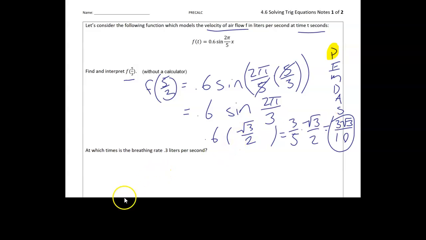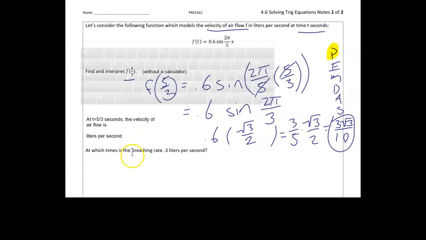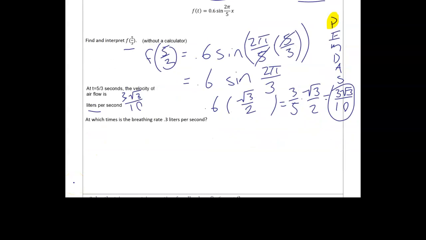And then, of course, I'm trying to interpret this. So I'm going to write a little sentence here. At t equals 5/3 seconds, so that was from my f, right? My velocity is my result, which is 3 times the square root of 3 over 10. And then my units match the text, liters per second. So that was a fairly easy example. And because we did that work already of memorizing those values in the unit circle, hopefully that will not be the hard part.